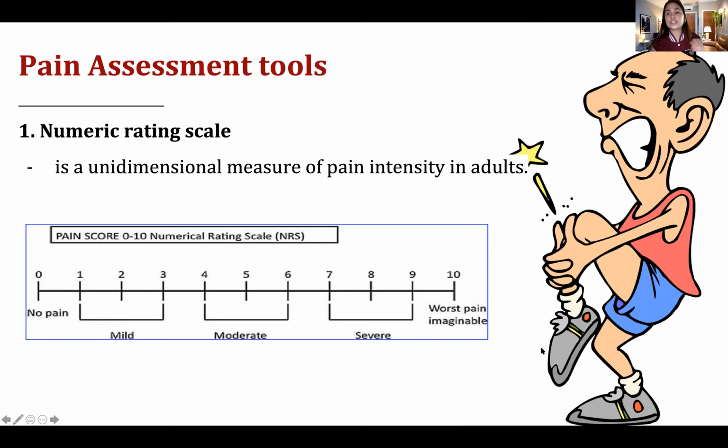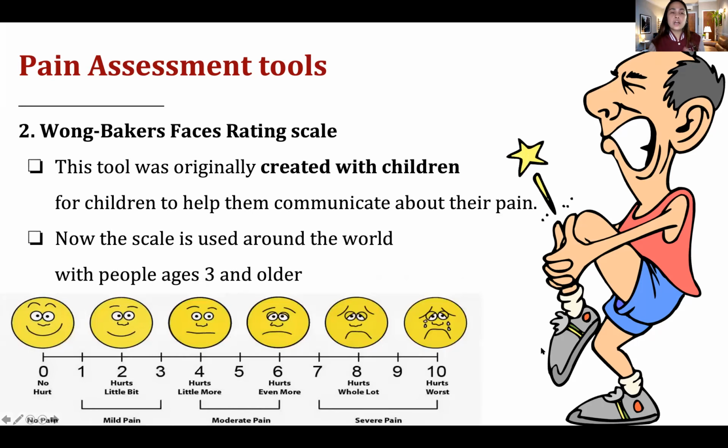The adult is the one who is responding. So you just ask the patient, from 0 to 10, 0 being no pain and 10 being the worst pain, what is your pain level? That is how you will use the numeric rating scale.